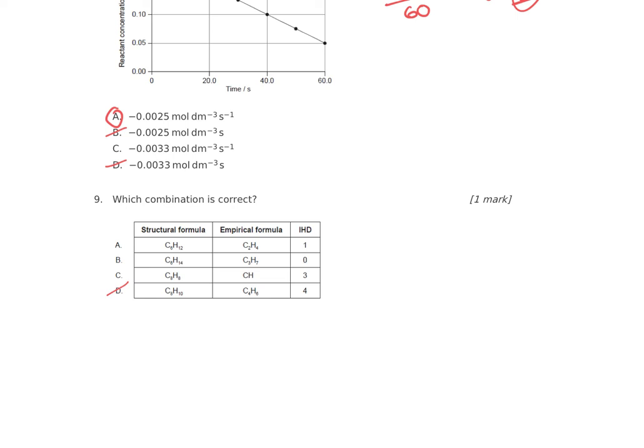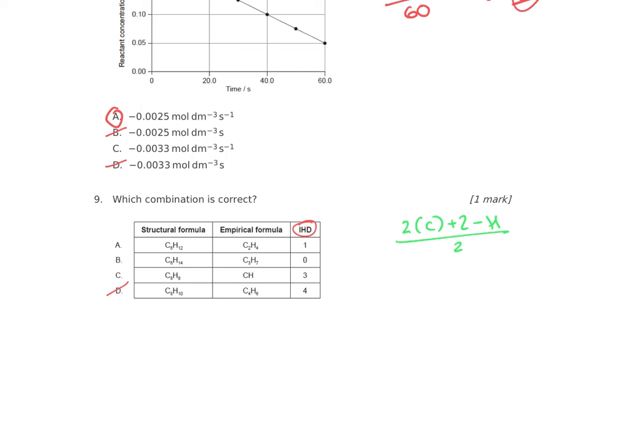And then, so their structural and empirical could work. So then we need to look at the IHD. And as we don't have nitrogens or oxygens, we don't need to worry about the more complex formula. So we're looking at 2C plus 2 minus H. Thinking about the general formula of alkanes is quite helpful.